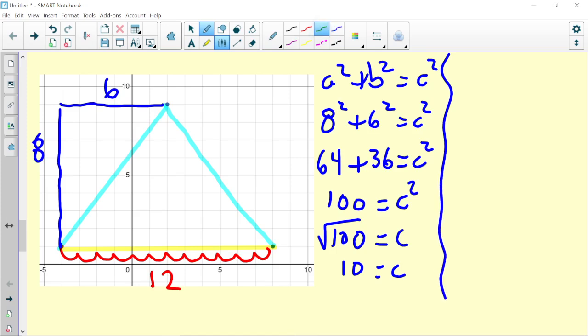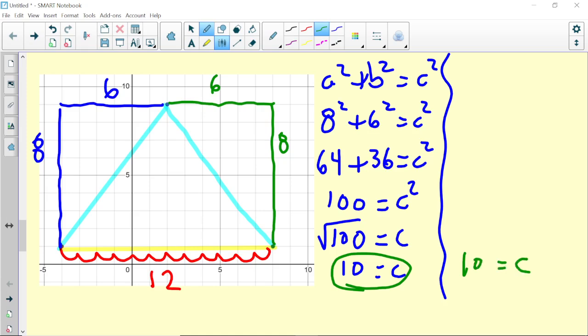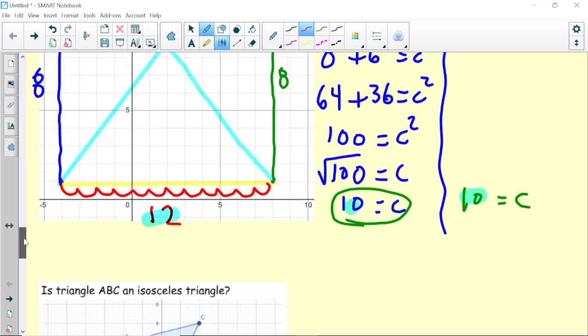All right, so let's go to our other remaining side. Looks like we got 1, 2, 3, 4, 5, 6, 7, 8. And to the left, 1, 2, 3, 4, 5, 6. Well, if we notice the legs are the same, they're both 6 and 8, which means we're going to get the exact same answer here for that third side. Because 8 squared plus 6 squared equals c squared, we're going to do the same exact math. So now we have our three sides that we're going to add up. So 12 plus 10 plus 10. Our perimeter, when we add those up, is going to be 32.